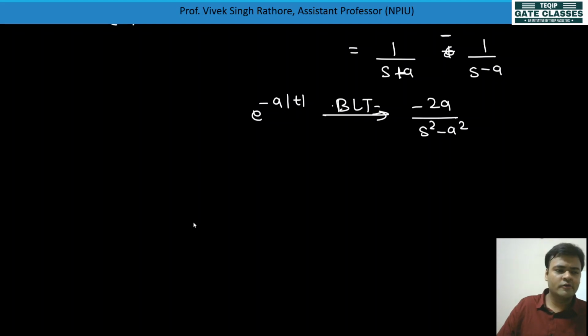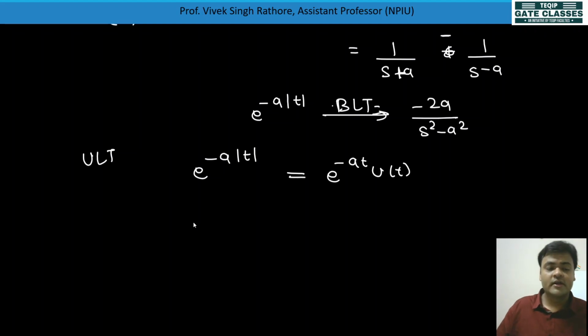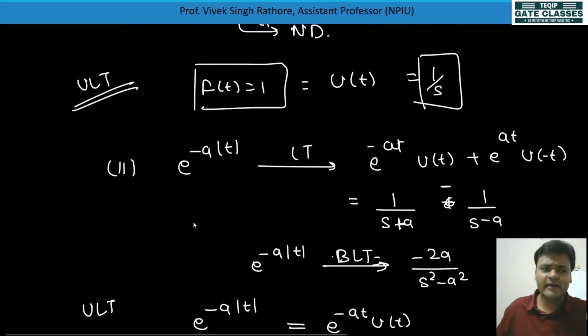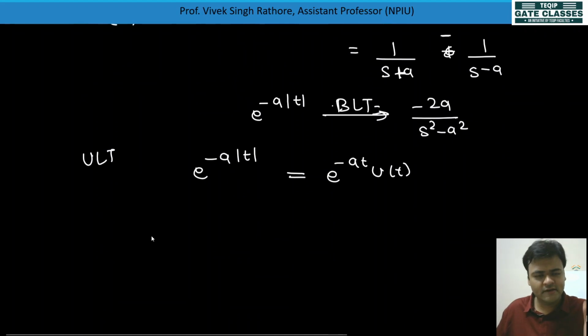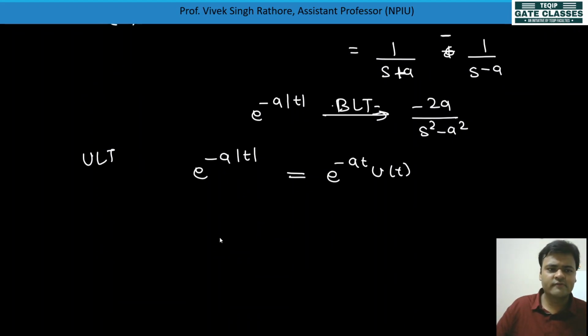For e to the power mod a t, the bilateral Laplace transform value will be this much. But for the unilateral Laplace transform, e to the power minus a t u of t only, because u of minus t value will not exist, since in unilateral we are only considering from 0 to infinity. So this value will be 1 by s plus a only.